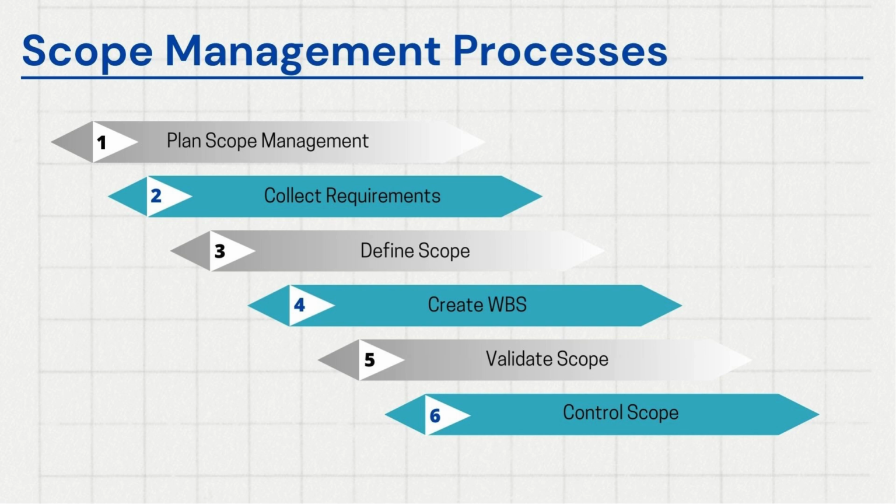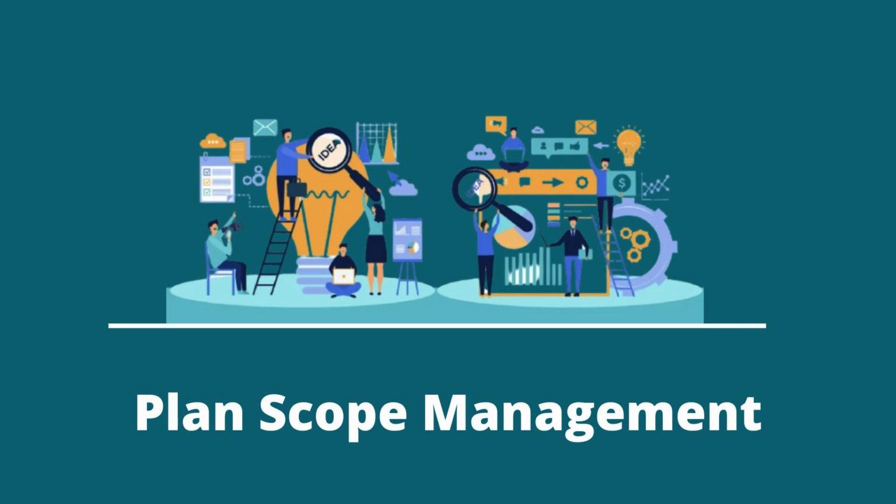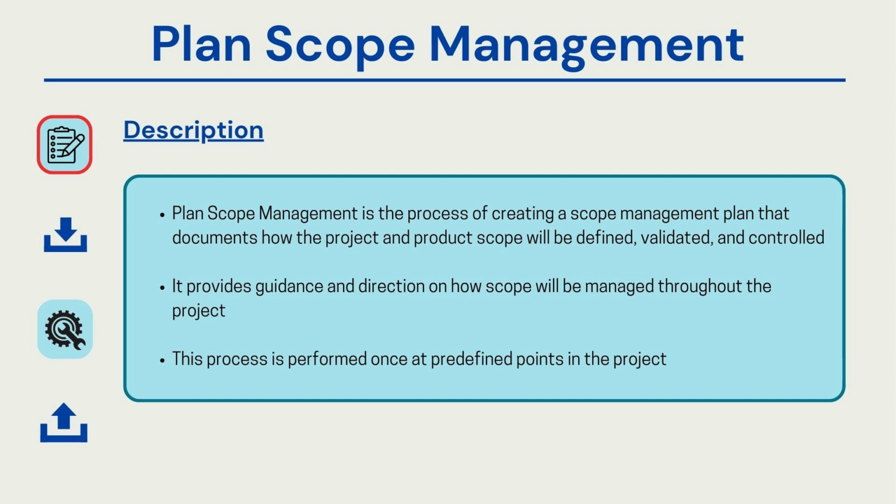These processes help us understand the inputs we must consider, the tools and techniques we can use, and the expected outputs. So let's start with the first one, which is plan scope management. As the name suggests, plan scope management is all about defining our approach to managing the scope of a project. It's largely about defining how we will determine the product scope, validate it against the acceptance criteria, control the scope, and manage changes to it.